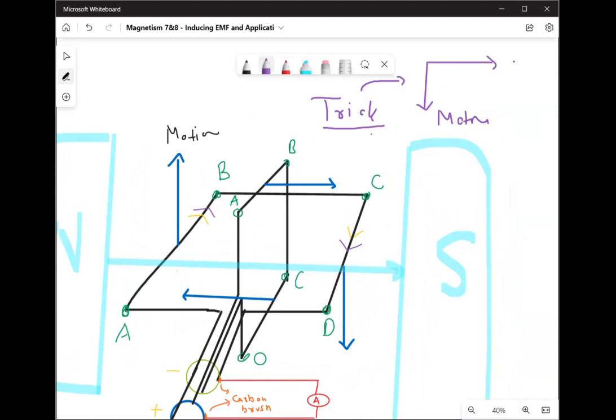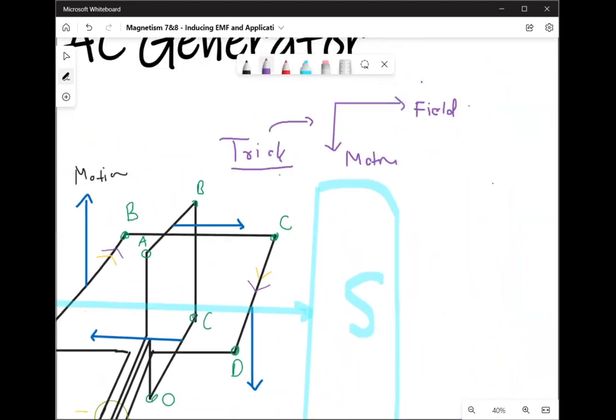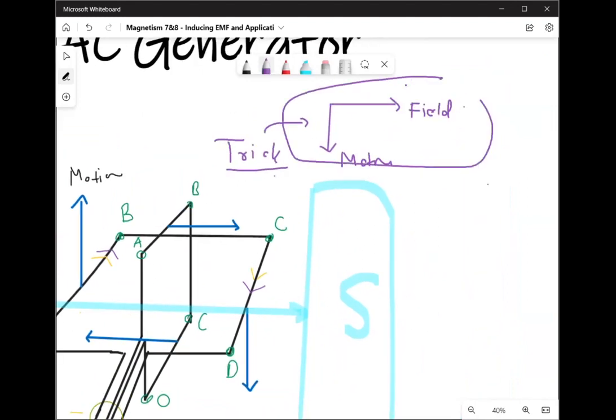Now point your fingers in these two directions of field and motion and tell me where is the current on this simple diagram. So the current is towards, like this. Ayan, is that clear? Neha, is that clear?